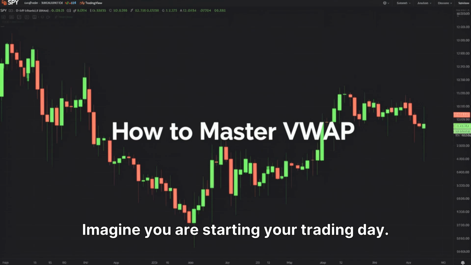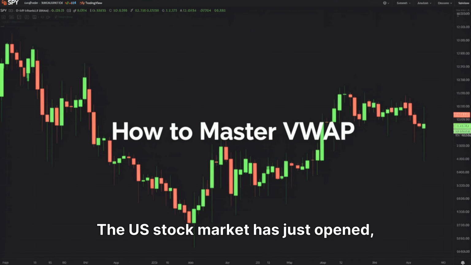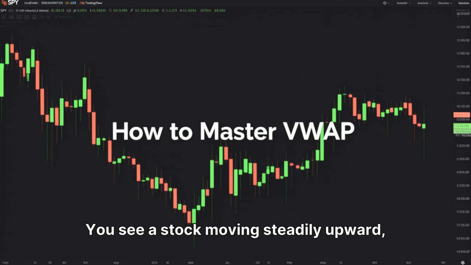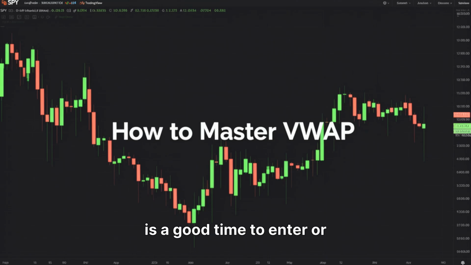Imagine you are starting your trading day. The US stock market has just opened, and you are scanning the charts for high probability opportunities. You see a stock moving steadily upward, but you are not sure if it is a good time to enter or if you are chasing a peak. This is where VWAP comes in.